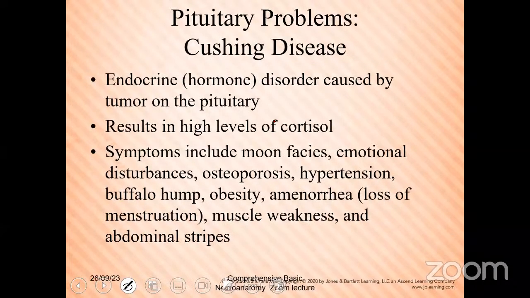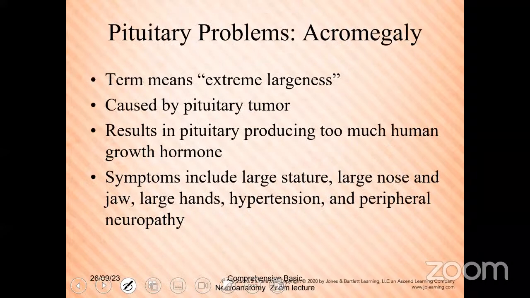So some of the disorders you can just mention: pituitary problems, Cushing disease, an endocrine disorder caused by a tumor on the pituitary, where high levels of cortisol are there. Symptoms include mood swings, emotional disturbances, osteoporosis, hypertension, buffalo hump, obesity, amenorrhea, loss of menstruation, muscle weakness, and abdominal stripes.